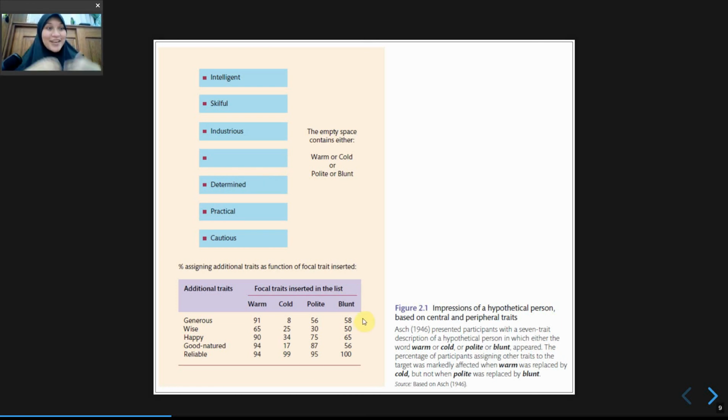So this is why Asch came to the conclusion that warm and cold could be central traits, because inserting warm or cold could disproportionately affect how people form an impression about others who have these characteristics. But polite and blunt, on the other hand, are not central traits, they are peripheral traits, which means that they would not affect how participants in both groups form an impression about others. So this is the basic idea of central versus peripheral traits. I think that would be the explanation of how Asch came to his conclusion about central and peripheral traits.